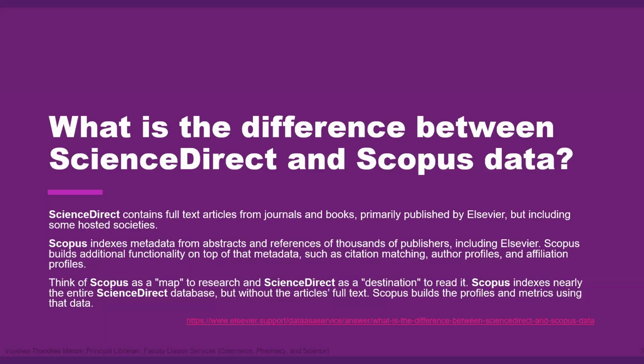Scopus indexes metadata from abstracts and references of thousands of publishers, including Elsevier. Scopus builds additional functionality on top of that metadata, such as citation matching, author profiles, and affiliation profiles. So simply think of Scopus as a map to research and Science Direct as a destination to read it. Scopus indexes nearly the entire Science Direct database, but without the article's full text. Scopus builds the profiles and metrics using that data.